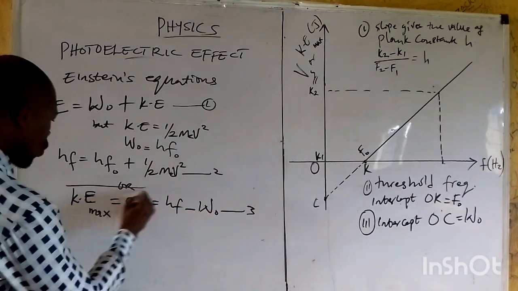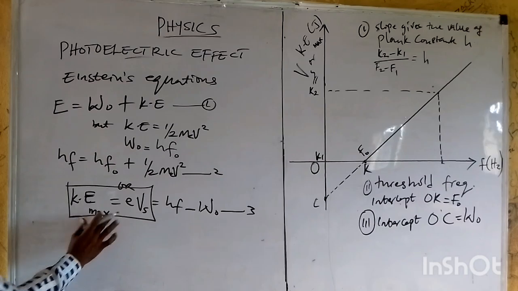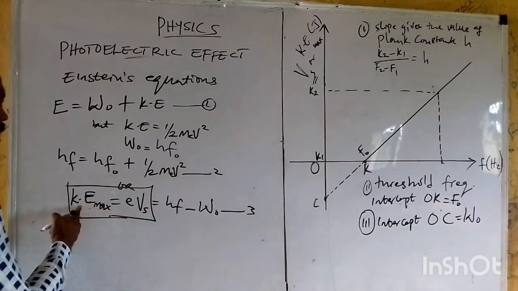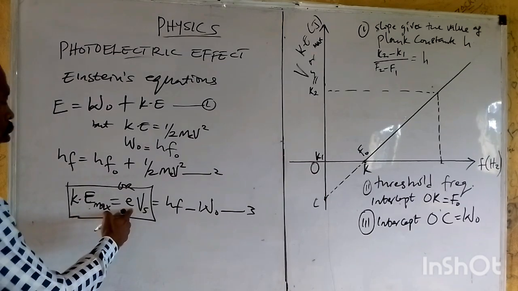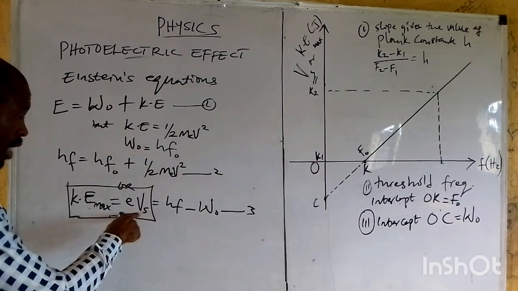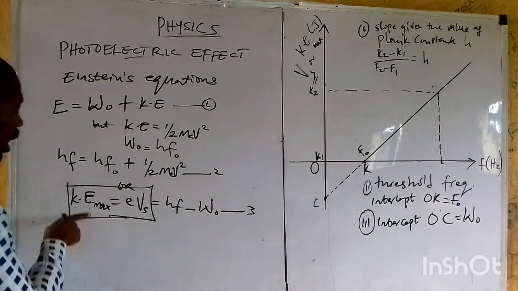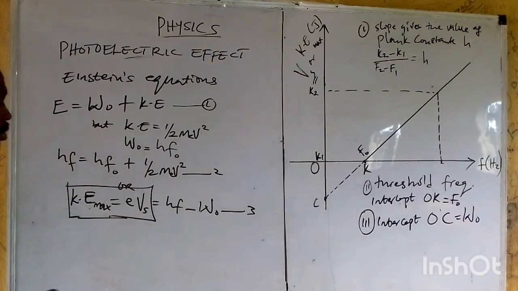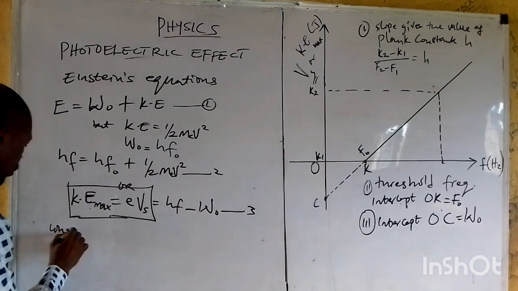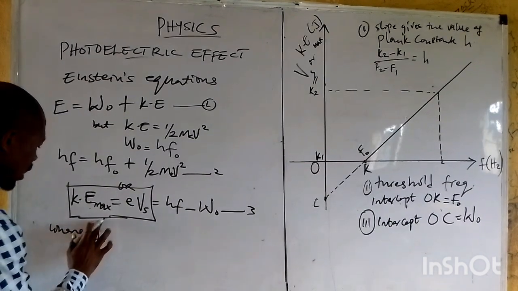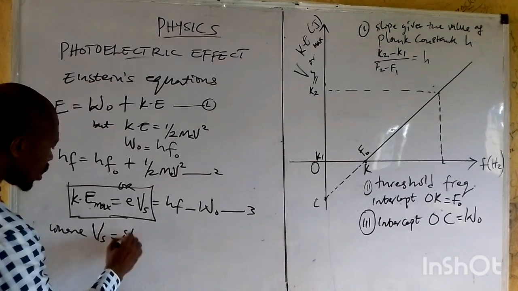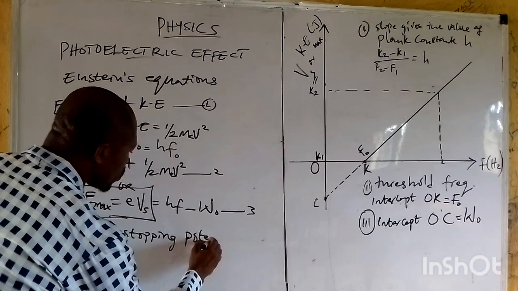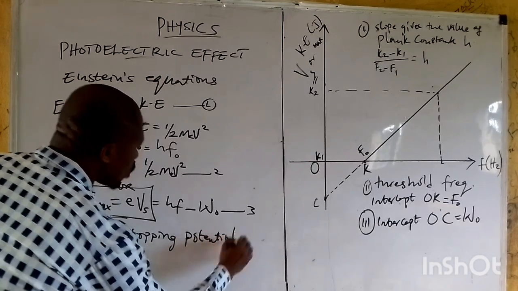So either we have kinetic energy equal to eVs, and eVs is equal to this. Either you say kinetic energy is equal to this, or you say eVs is equal to this. They mean the same thing, where Vs is the stopping potential.